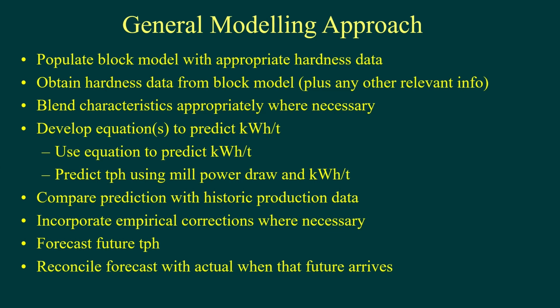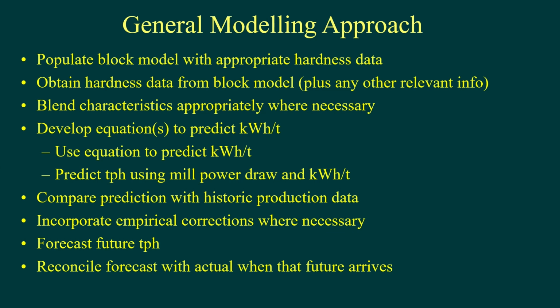So you now have blended characteristics, and once you've got that information, you need to develop an equation that takes that information to predict kilowatt hours per ton. You then use that equation together with the mill power draw, and I'm specifically here looking at milling circuits, and from the mill power draw divided by your predicted kilowatt hours per ton, you can obtain a forecast tons per hour, forecast throughput.